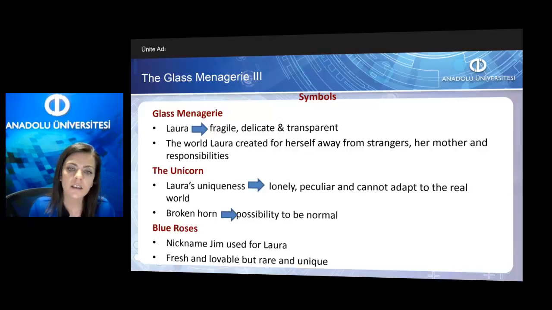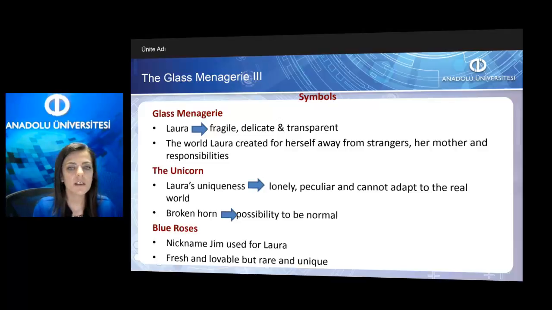The second important symbol in the play is the unicorn. Unicorn here symbolizes Laura's uniqueness. Like the unicorn, Laura is a unique character. She is lonely, peculiar, and like the unicorn, she cannot adapt to the real world. But at the end of the play, the horn of the unicorn is broken, which also serves as a symbol to show the possibility of Laura becoming a normal person.